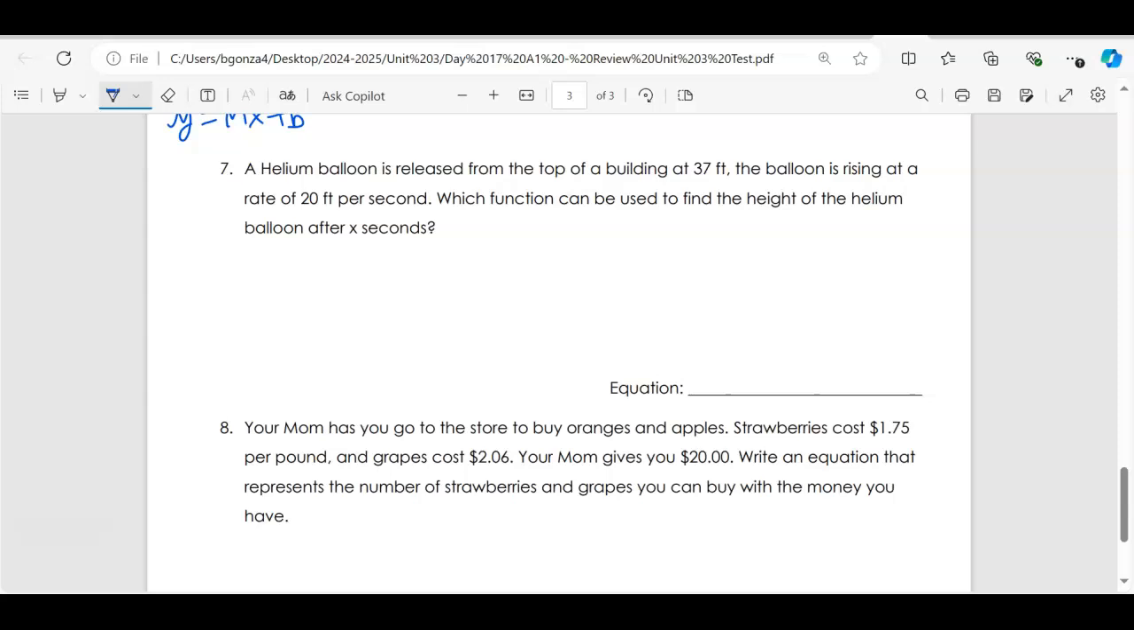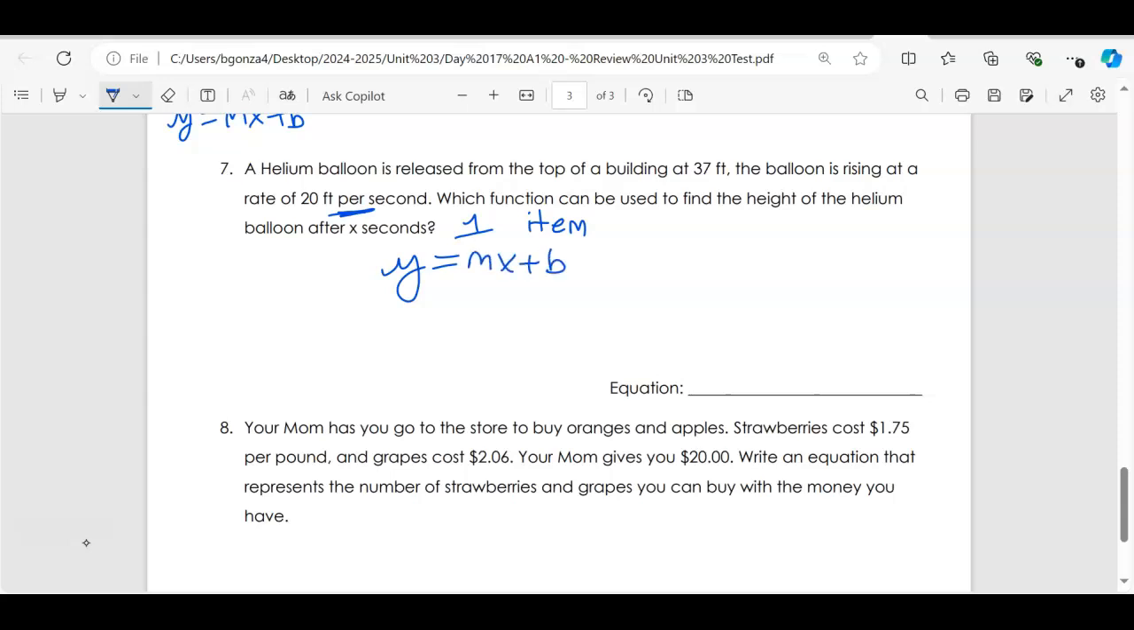A helium balloon is released from the top of a building at 37 feet. The balloon is rising at a rate of 20 feet per second. Which function can be used to find the height of the helium balloon? Okay, look, we're talking about one item here, the helium balloon and its height. So since it's one item, we gotta use y equals mx plus b.